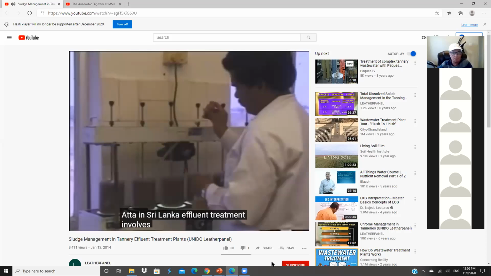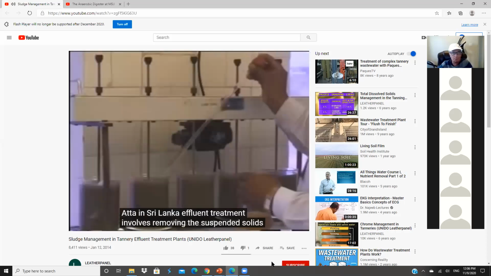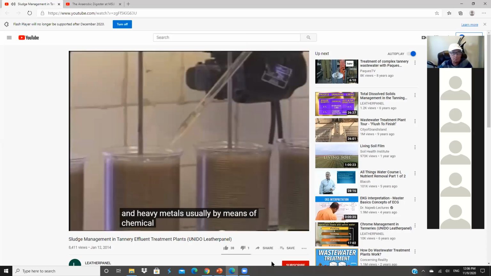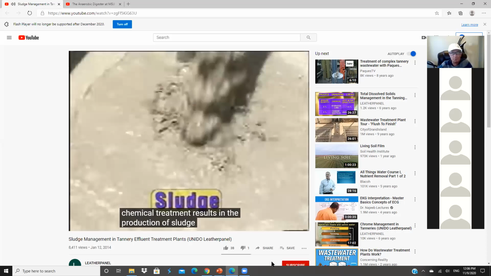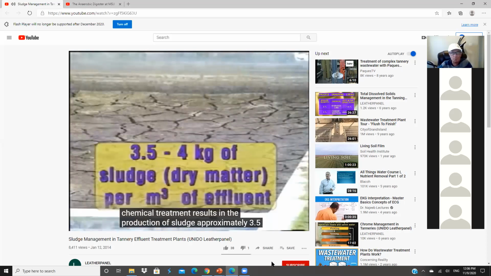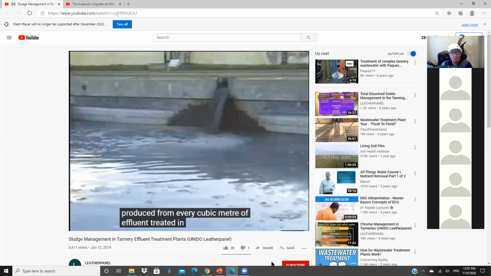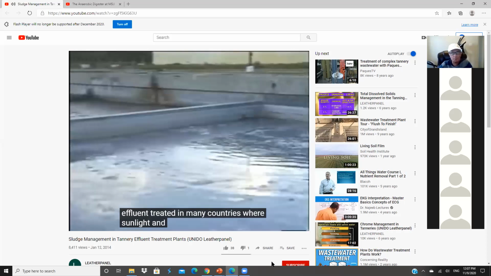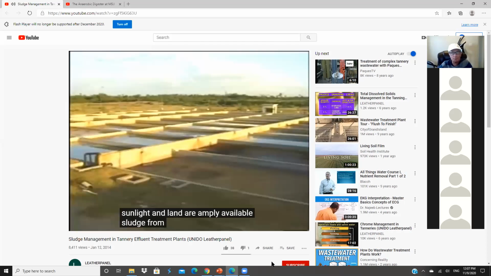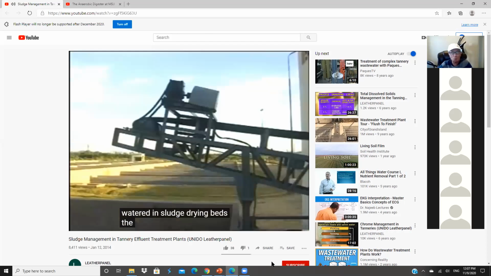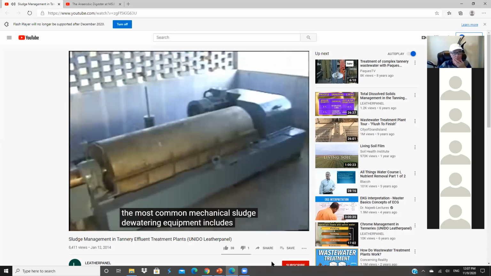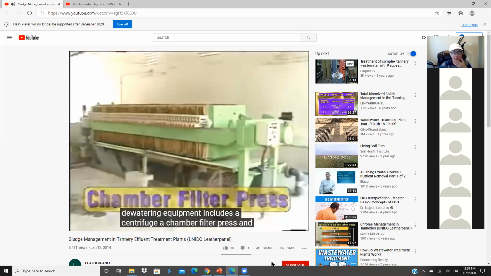Effluent treatment involves removing the suspended solids and heavy metals, usually by means of chemical precipitation. This physico-chemical treatment results in the production of sludge. Approximately 3.5 to 4 kilograms of sludge, dry matter, is produced from every cubic meter of effluent treated. In many countries where sunlight and land are amply available, sludge from smaller plants is dewatered in sludge drying beds. The most common mechanical sludge dewatering equipment includes a centrifuge, a chamber filter press, and a belt filter press.